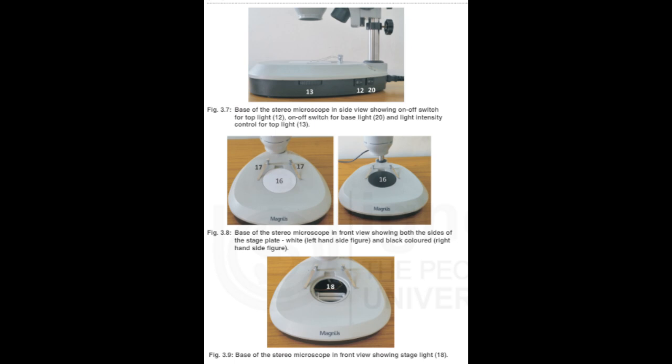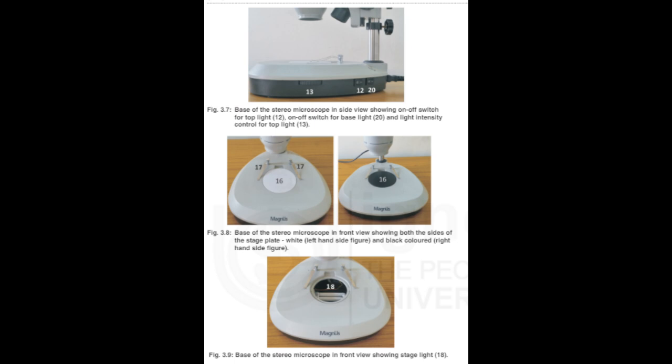There are two stage clips, 17, made of metal, and each one is present on either side of the stage plate. These are used to hold a glass slide or a specimen in place. A mirror for focusing daylight or a stage light, 18, is placed beneath the stage plate. Its on-off switch, 20, is provided at the base of the microscope. The light from this source is transmitted up through the stage and it highlights the translucent objects.